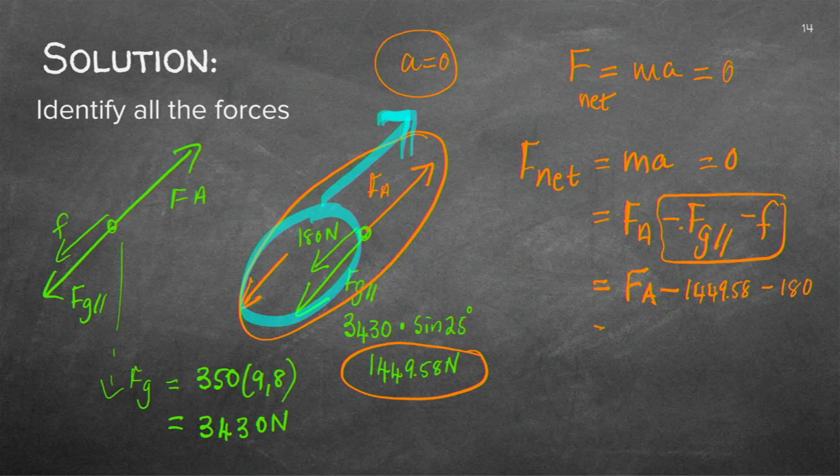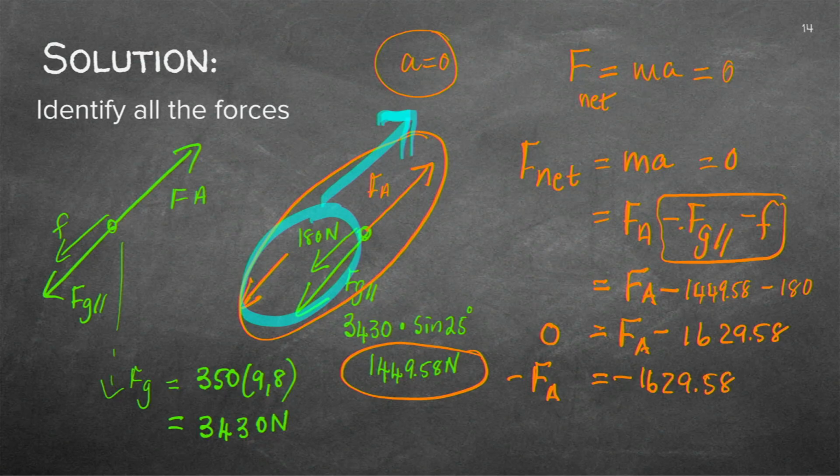I can then say F A minus that is equal to 0. So therefore, minus F A is equal to minus 1629.58. Thus, the applied force is 1629.58 newtons. Did you identify all the forces? Yes, I did. Now we need to calculate.